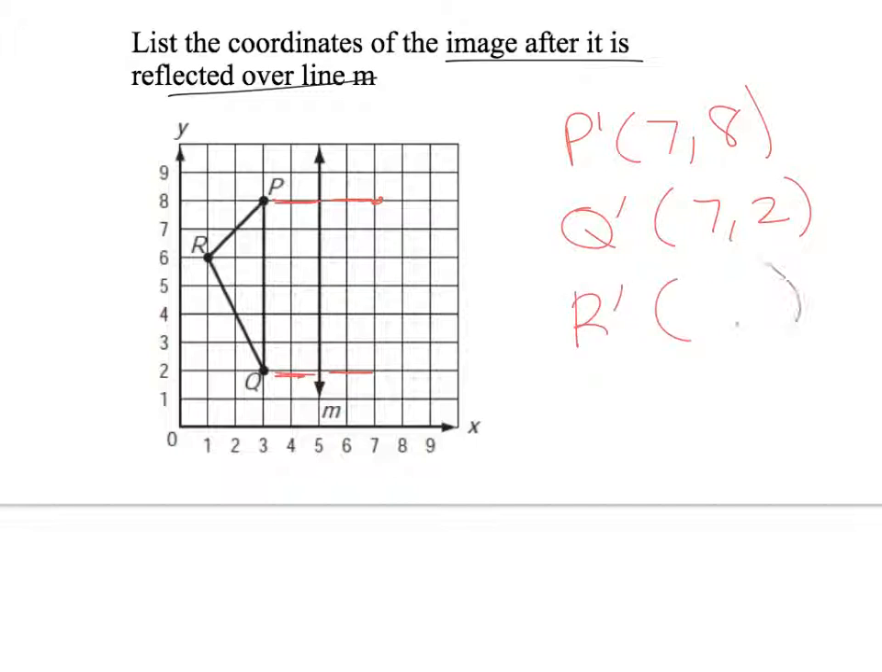R prime is going to be at, move it over 4, move it over 4, so it's going to be at (9, 6). So I'm going to draw my triangle in. And then make sure you label the coordinates, R prime, Q prime.